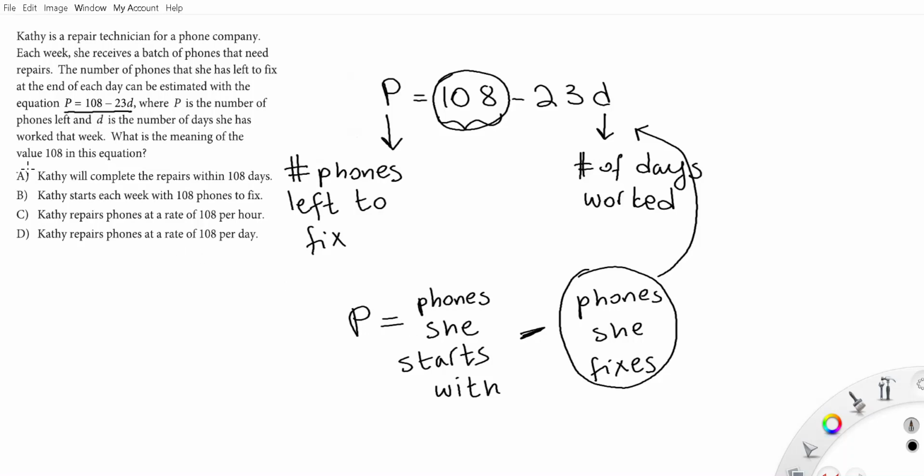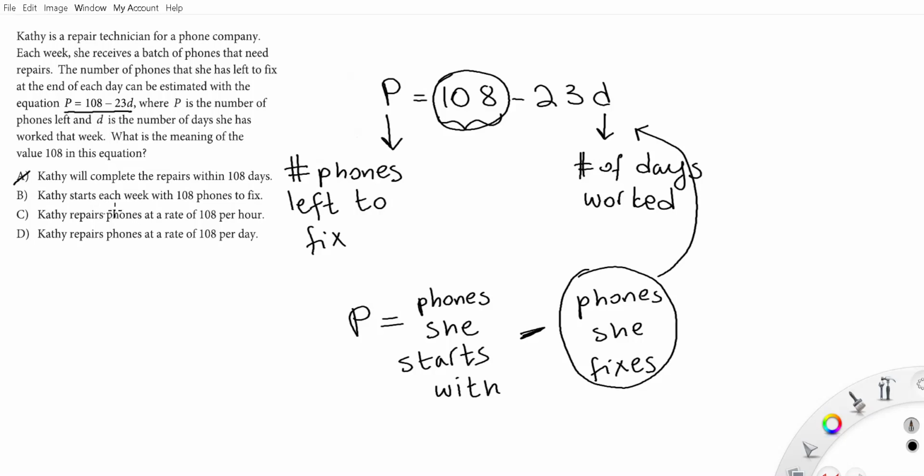So let me go to my answer choices. Kathy will complete the repairs within 108 days. I have nothing in this equation that tells me how many days she will complete the repairs. So this is totally useless. Kathy starts each week with 108 phones to fix. Look at that. I have my answer right here. But I'm going to read C and D also just to be sure.